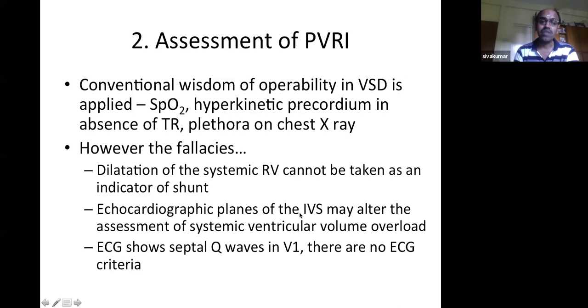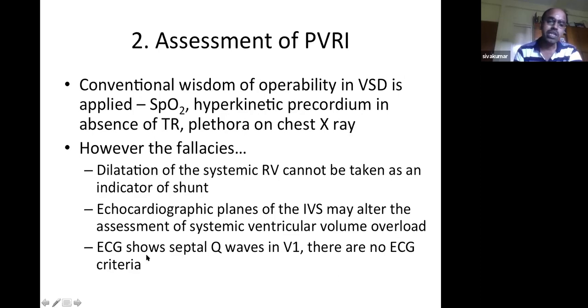Echocardiographic planes of the interventricular septum may also alter the assessment of systemic ventricular volume overload. Quite often, in the presence of corrected transposition, one or the other ventricle can look hypoplastic in an apical view or in a subcostal view. But if you keep tilting the planes, you may find that the other ventricle is adequate. Since the echocardiographic plane of the interventricular septum is far altered, a conventional assessment of systemic ventricular volume overload is difficult in corrected transposition.